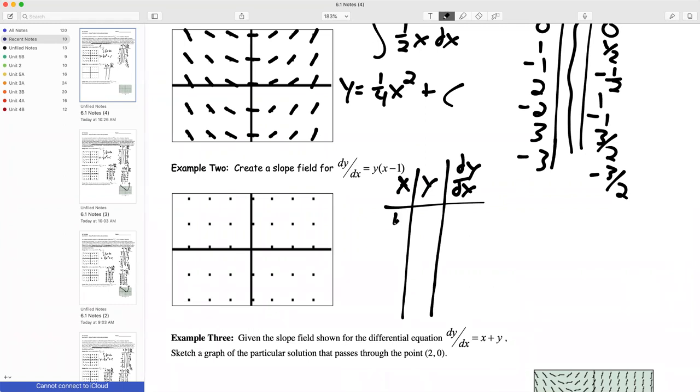I'm going to plug in 1 for x because if x is 1, that means my slope has to be 0. Y can be any number. It doesn't matter. I'm multiplying times 0, so my slope is 0. That means if I go out to where x is 1, on this vertical axis, I'm going to have little horizontal baby slopes of 0 at every point.